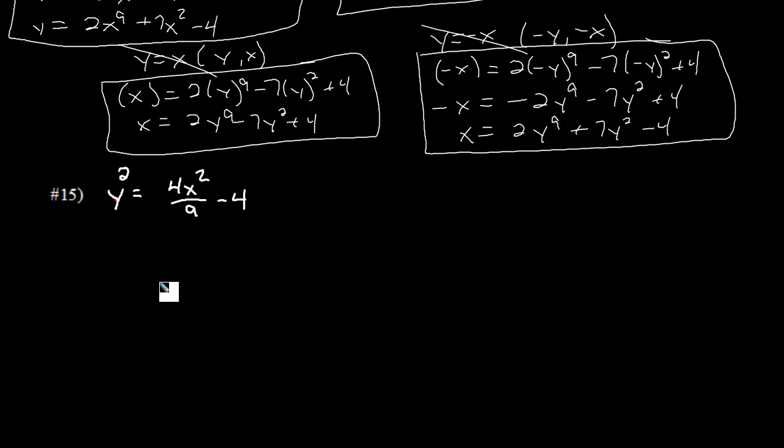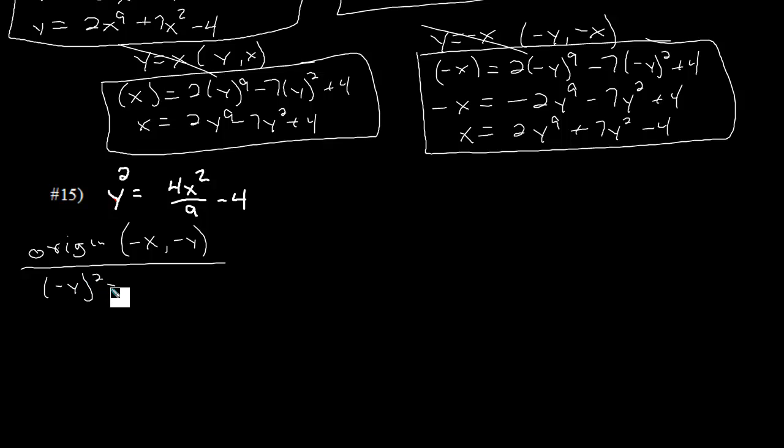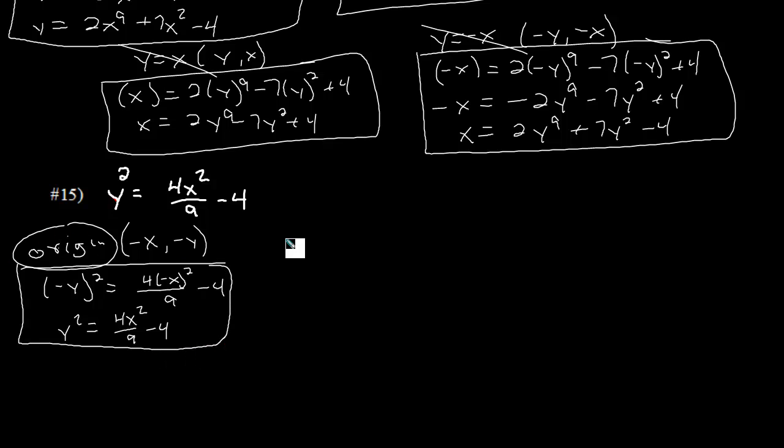Number 15, you could get y by itself here and then proceed with the problem. You don't need to. I'm not going to. Origin, switch the signs of x and y. Squaring a negative is a positive, squaring a negative is a positive. This is the same as the original. So this is symmetric with respect to the origin.